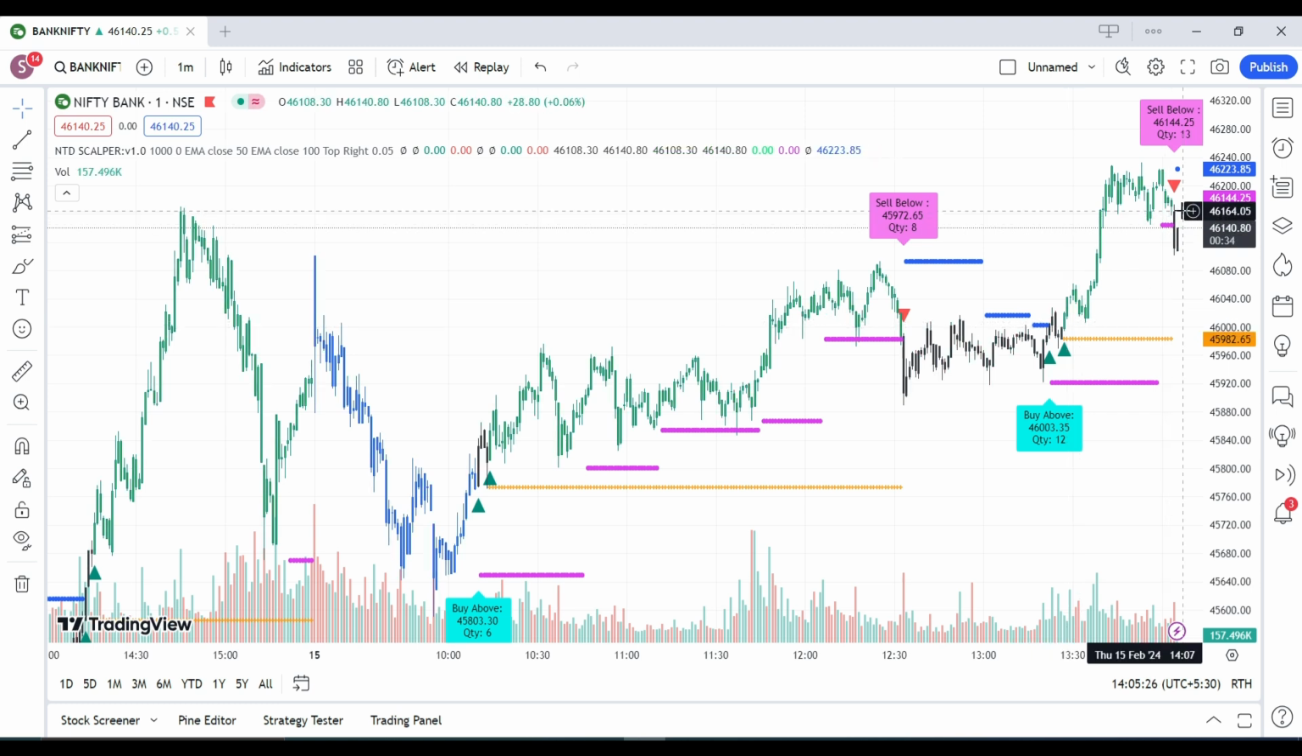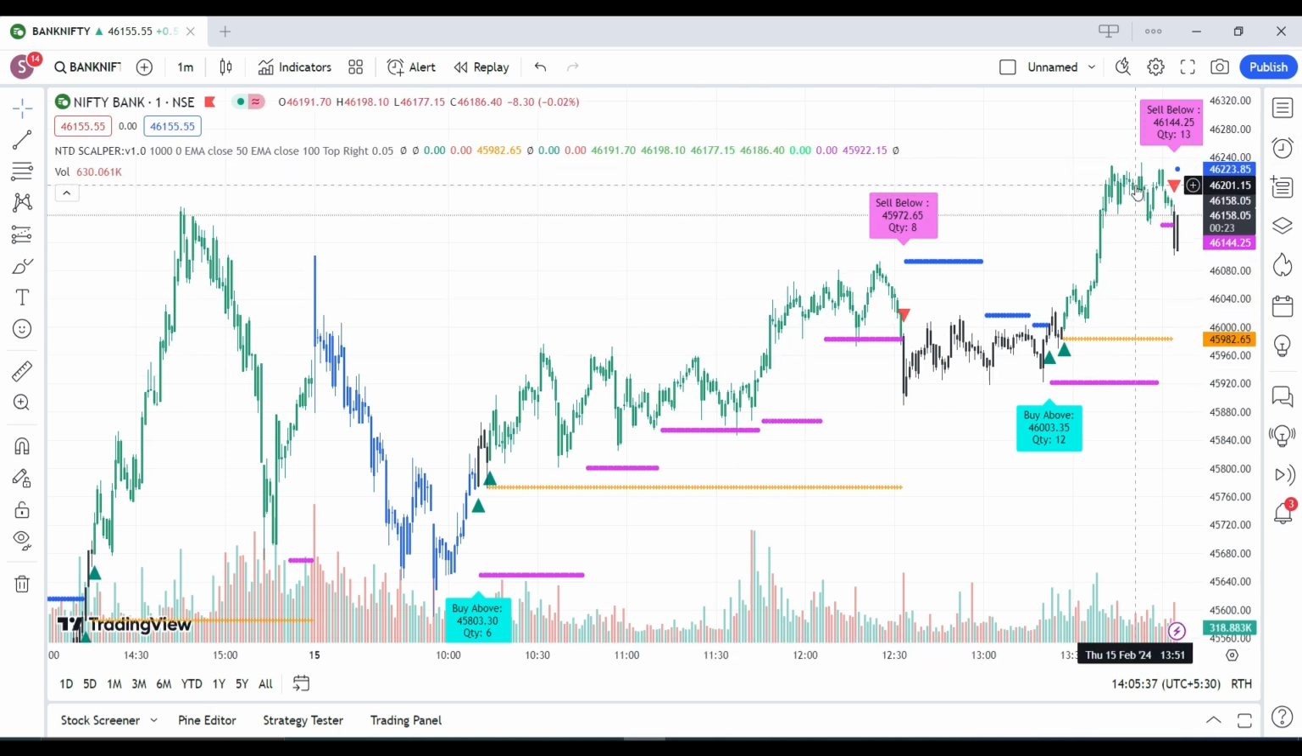Again, your exit becomes 46,164, that was your exit point. At that point you exit. Again a 150 point move. Earlier 150 points, now again 150 points, almost 300 points captured in Bank Nifty.